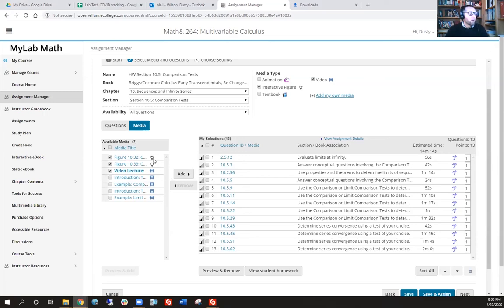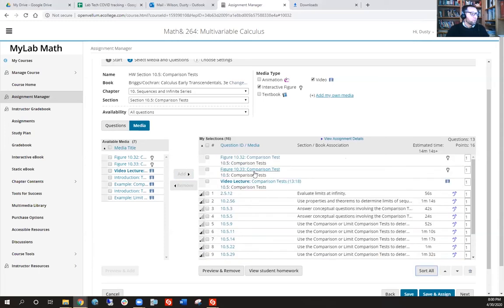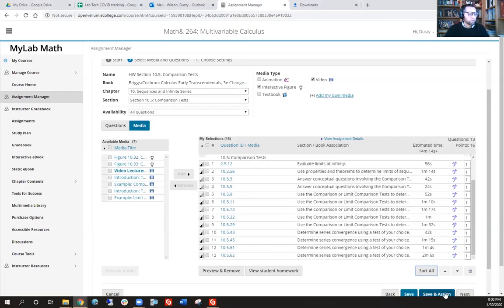And then I'm also going to add the 2 interactive figures from this section on convergence, divergence that we talked about into the assignment. So I add those into the assignment, I resort. So when the students come in here, they click on the 2 comparison test figures, they get a point for each of those. They click on the video lecture, they get a point for that. If they want to watch those things and take advantage of those resources, more power to them. If they don't, then they at least know that they're there. And they don't seem to mind clicking because it's sort of free points for them.